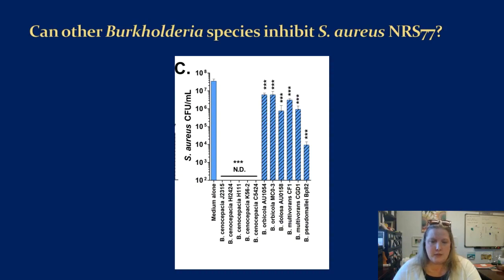But not the closely related, well, to a lesser extent, the closely related other Burkholderia species that are either in the complex, which include the Orbicola dolosa and multivorans strains that we tested, and even just slightly outside the complex, Burkholderia pseudomallei. So these are all strongly reduced, but they're not eliminated like we see for cenocepacia.